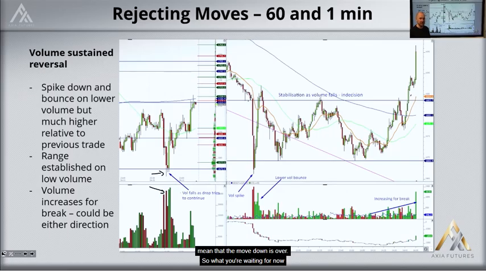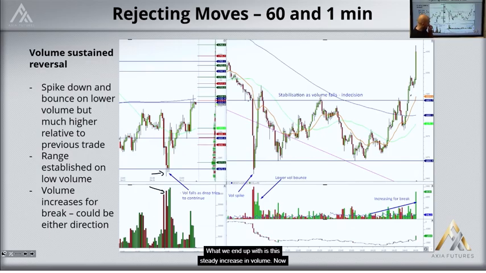So what you're waiting for now is the volume to start to increase again. Once volume starts to increase again, this is an indication that the next leg of the move could be on, be that a reversal leg or a continuation leg. And the same rules apply once again. Is this a case of a sustained increase in volume that is going to create a breakout move? Or is this once more an instantaneous increase in volume that is going to indicate another short-term end to movement?